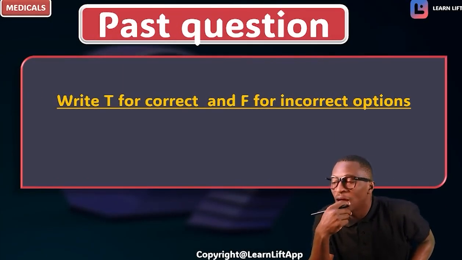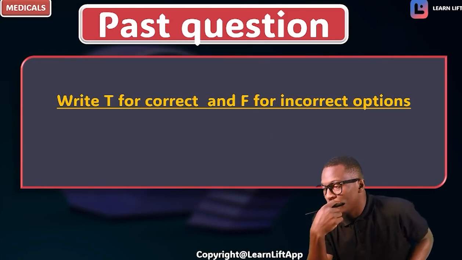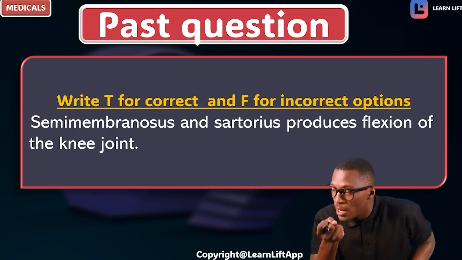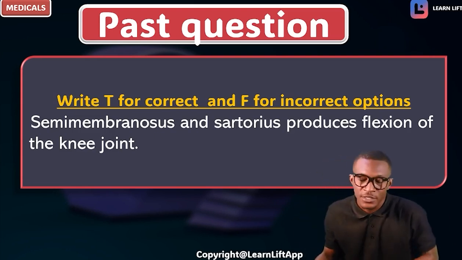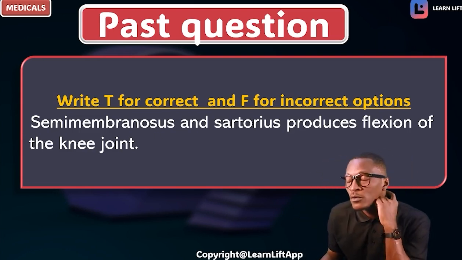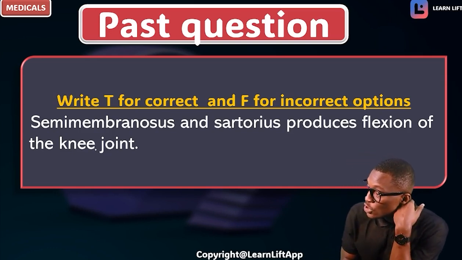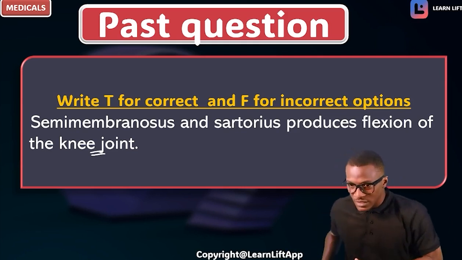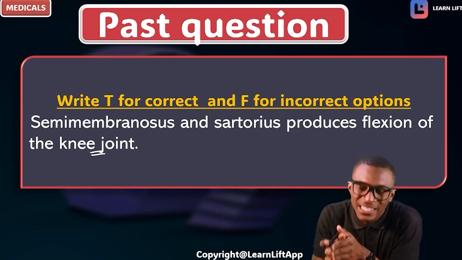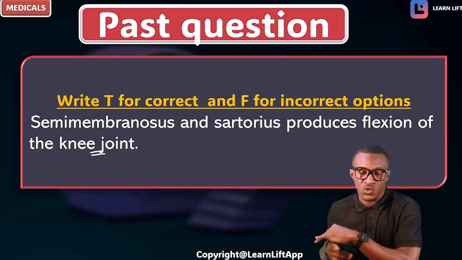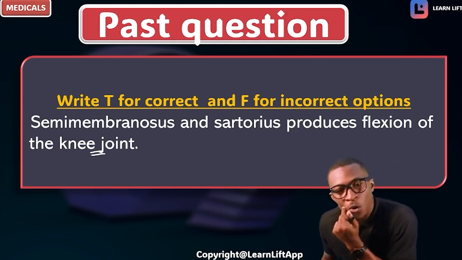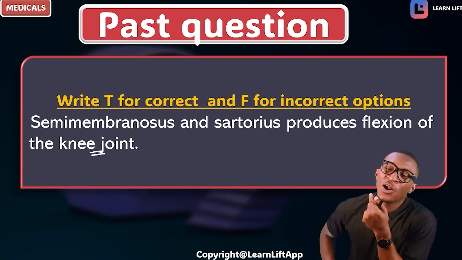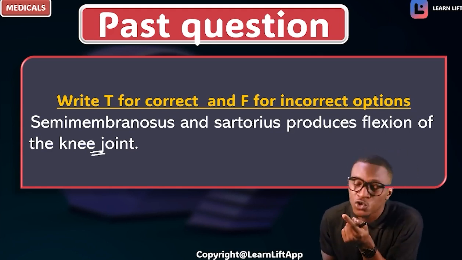The past question says, T for true and F for false. The question says that semimembranosus and sartorius muscles produce flexion of the knee joint. Now, flexion is by whom? They are talking about the knee joint, not hip. We said that normally anterior compartments are extensors of the knee joint. Posterior compartments are flexors of the knee joint, while your medial compartments are the adductors of the hip joint.